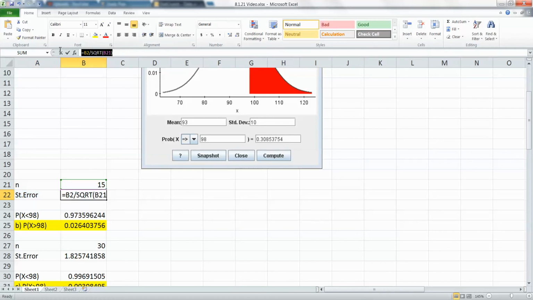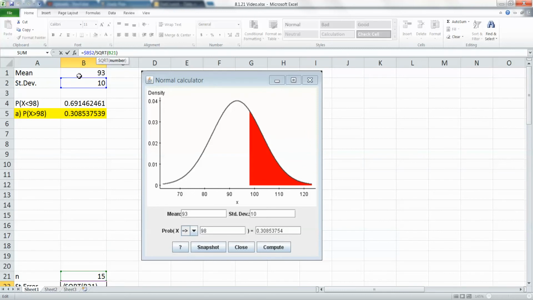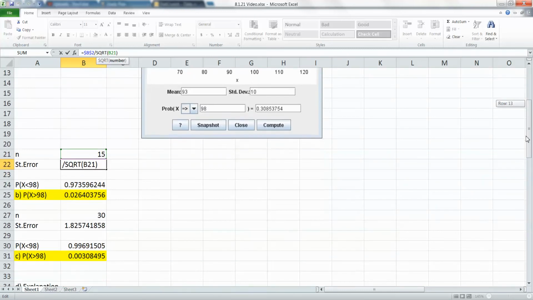Now I calculate that by taking B2, right, which was, I'm going to give it dollar signs because I never really want that to change. So it's B2, and then I'm going to divide it by the square root of B21, right? So B2, remember, was my standard deviation. It was 10. So I'm taking 10, I'm dividing it by the square root of 15. Enter.